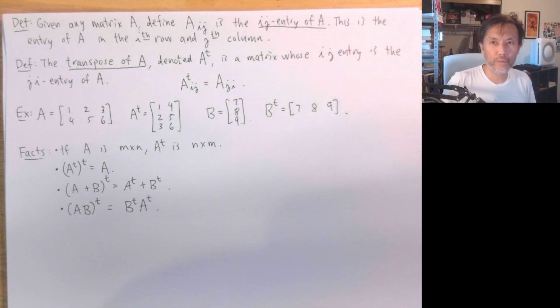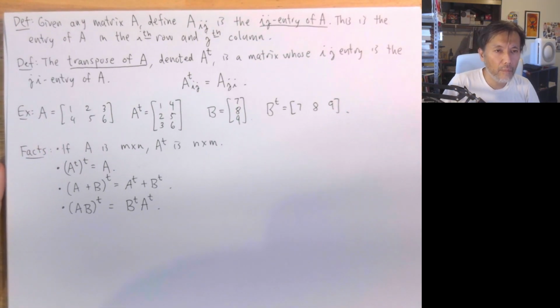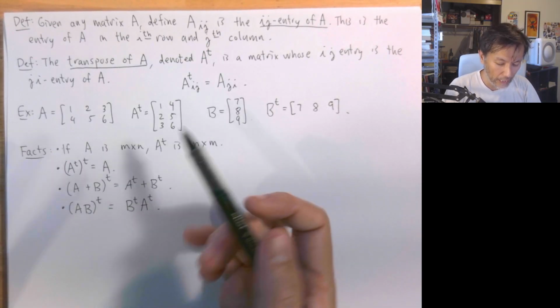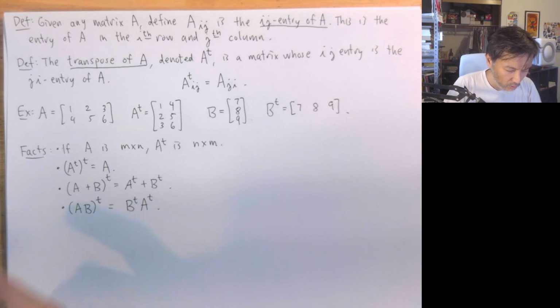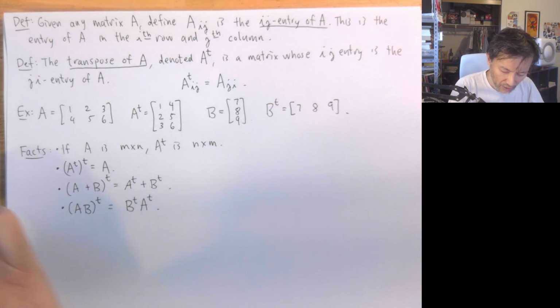This is important, and we should prove that last one. That's an easy proof. But first, let's just make sure we understand this statement here, and then I can prove it. So imagine A is m by n.